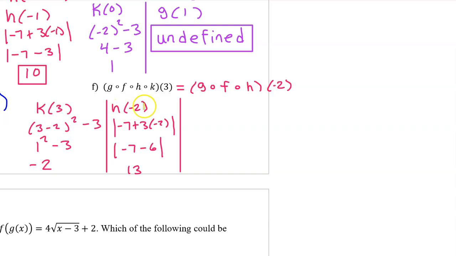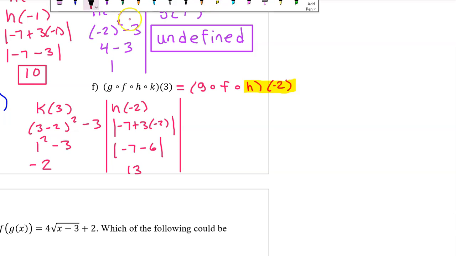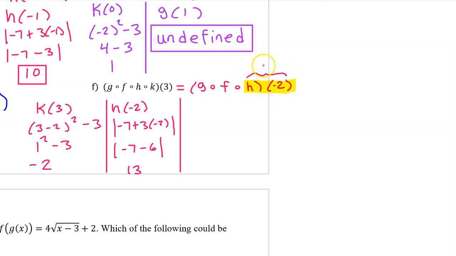We just found h at -2, which is this part right here. So we can replace h at -2 with 13 and bring down the rest. So this is going to become g at f at 13. We replace h at -2 with 13 and bring down the g of f part. But now it's time to do f at 13. We continue from right to left.